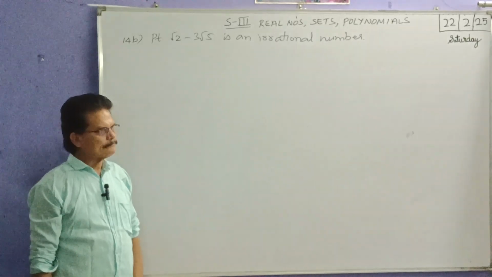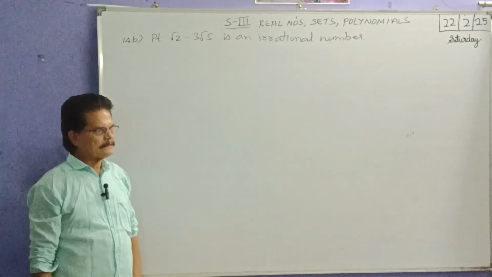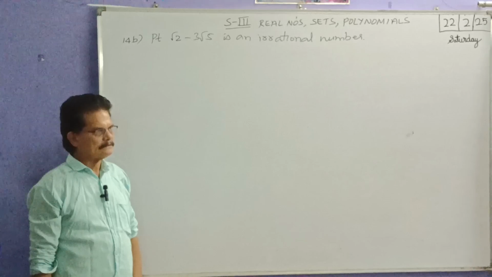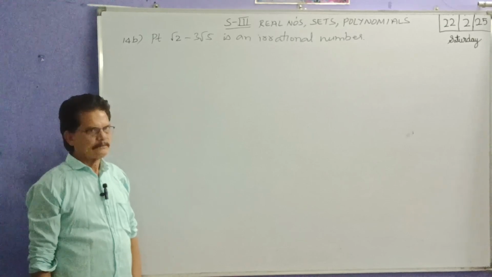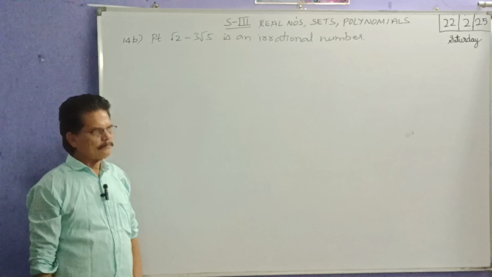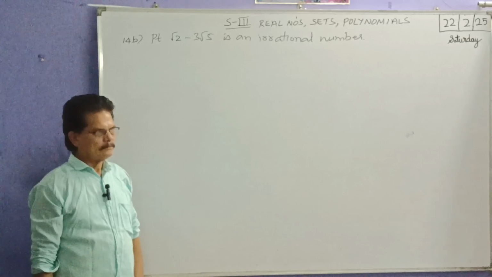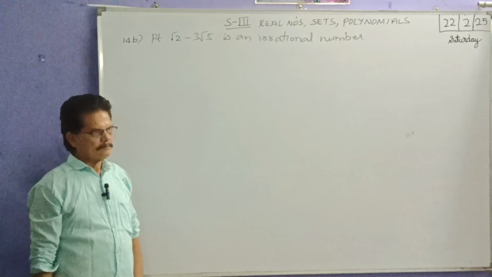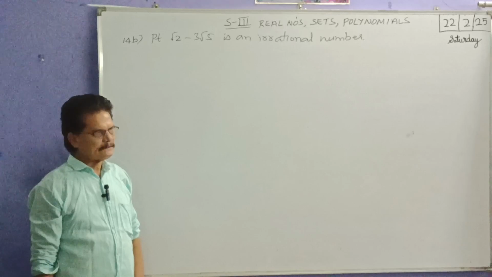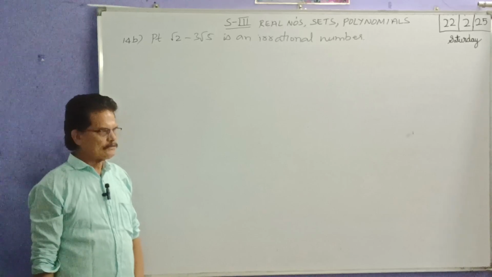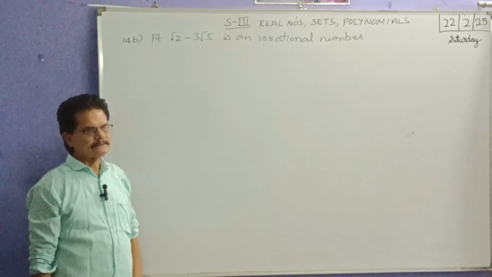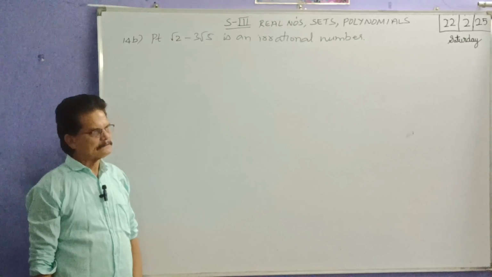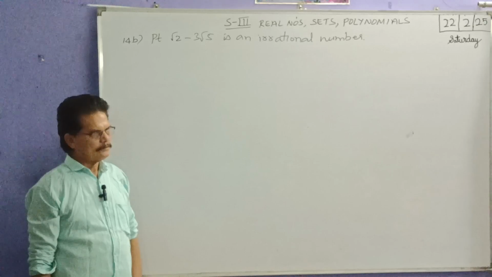Again another problem. Rational numbers, irrational numbers. What are rational numbers? Which can be written in the form p by q, where p and q are integers, q is not equal to 0. That's the definition. And what are irrational numbers? Which cannot be written in the form p by q.